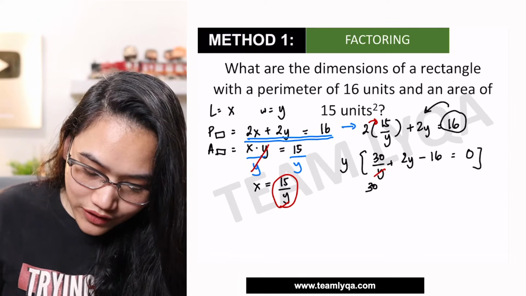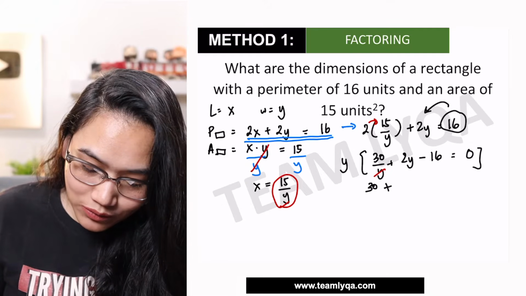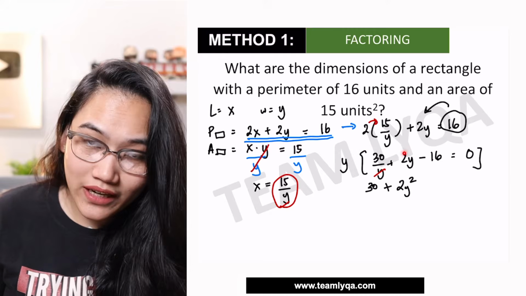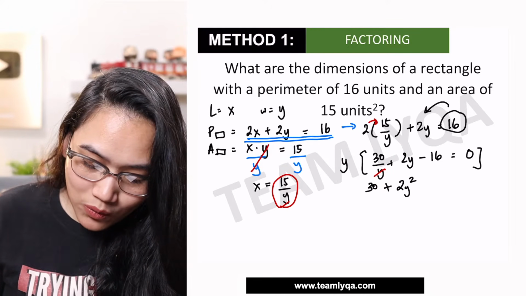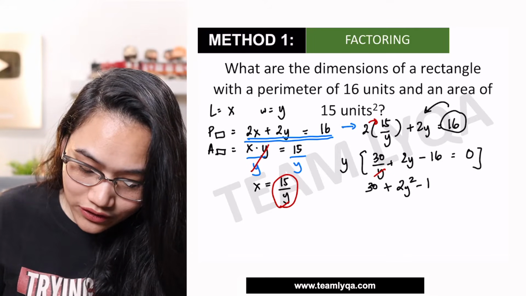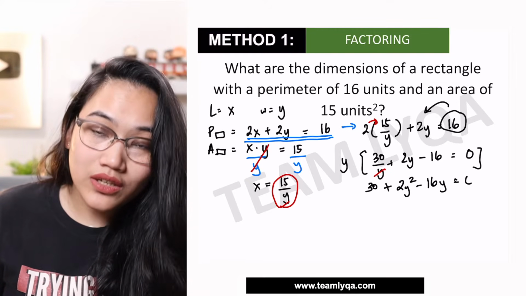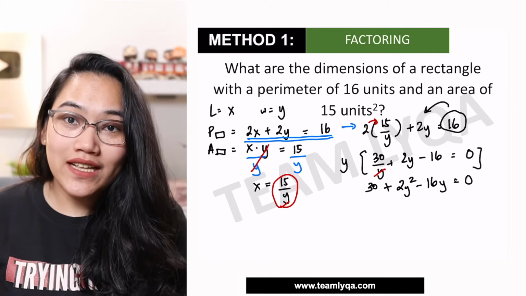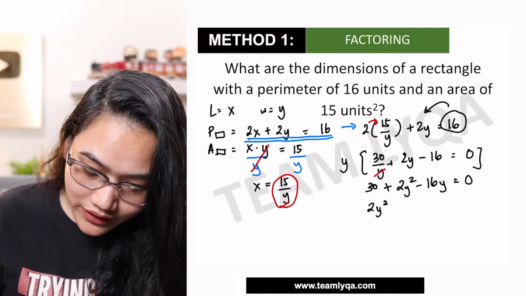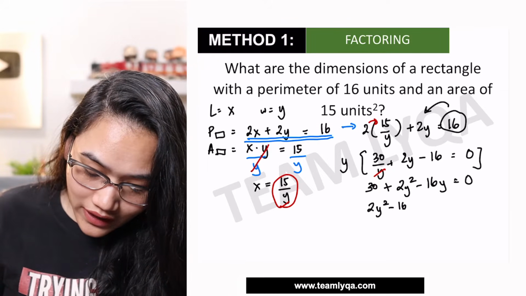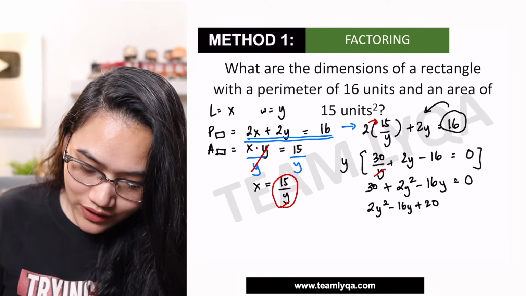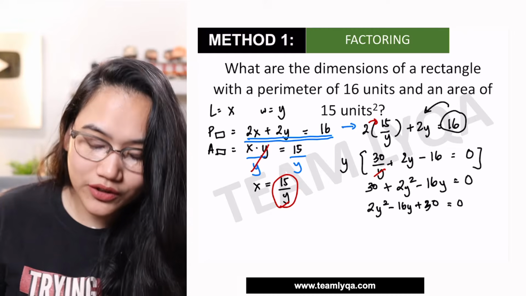And then, you have 2y multiplied by y, so that becomes 2y squared. Where does that come from? Just y times 2y. And then, after that, you multiply y with negative 16, so you will be left with minus 16y, equal to 0. Let's arrange it in order. You will be left with 2y squared minus 16y plus 30, plus 30 because this 30 is positive. So now, you have that equal to 0.